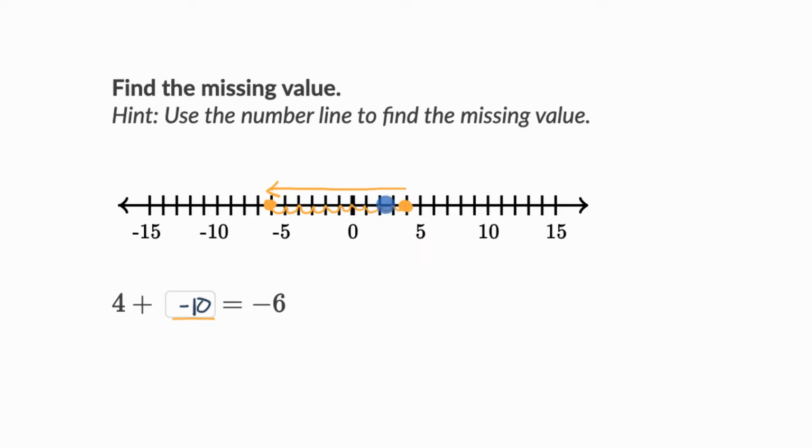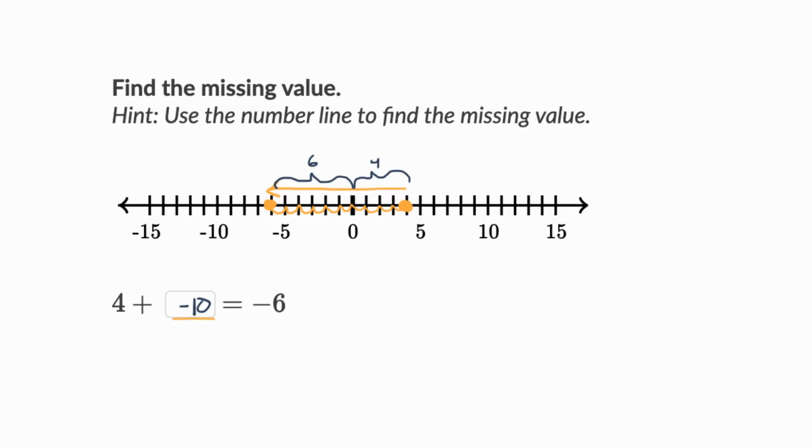Another way to think about it, if you're 4 to the right of 0, well, it's going to take you 4 just to get back to 0. That's 4 there. And it's going to take you another 6 to get you to -6. And then, of course, you're moving to the left. So that's going to be a -10.